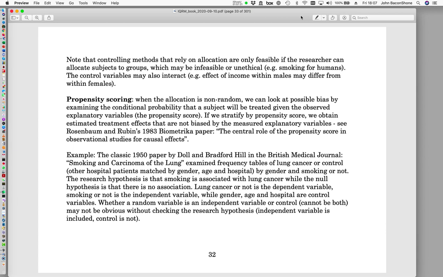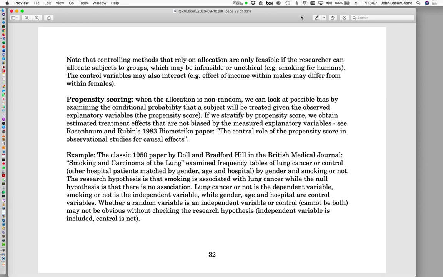Now, this whole issue of research and null hypothesis, dependent, independent, and control variables, I want to give you one very nice example. This is a 1950 paper by Sir Richard Doll and Sir Austin Bradford Hill in the British Medical Journal. This is the most important paper in the history of research on smoking and lung cancer.